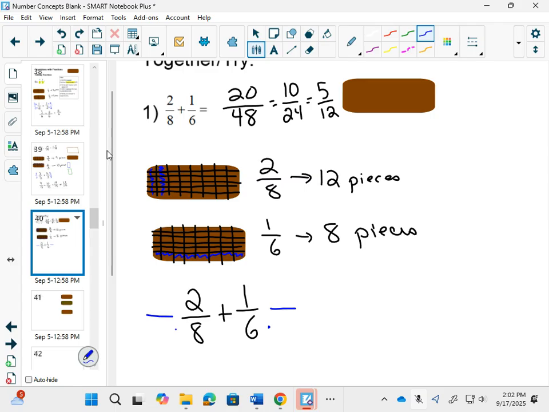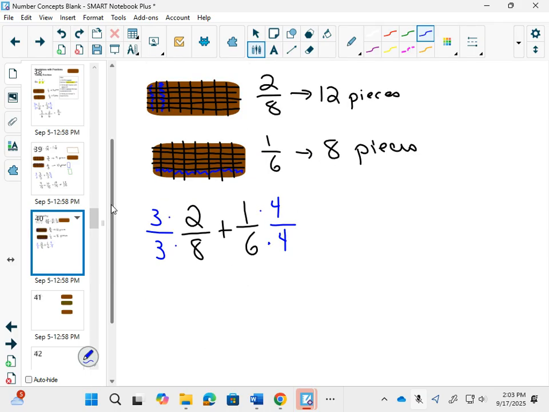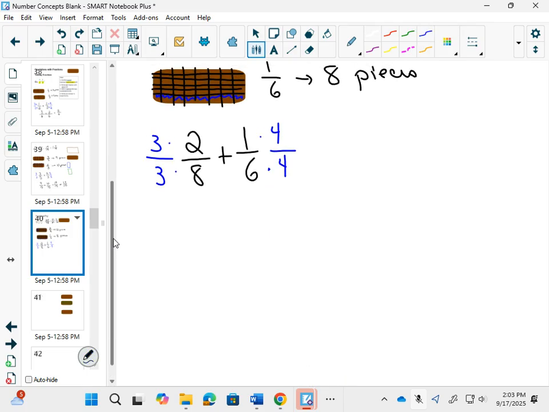24. 24. Beautiful. Can you see that you can do 6 times 4? So then I'd also have to multiply the top by 4, because I multiplied by 1. Changes what it looks like, doesn't change what it's equal to. Bottom here, 8 times 3. 8 times 3, so I'd also have to multiply the top by 3. And then I would get 3 times 2 is 6 over 24, plus 4 times 1, 4 over 24.